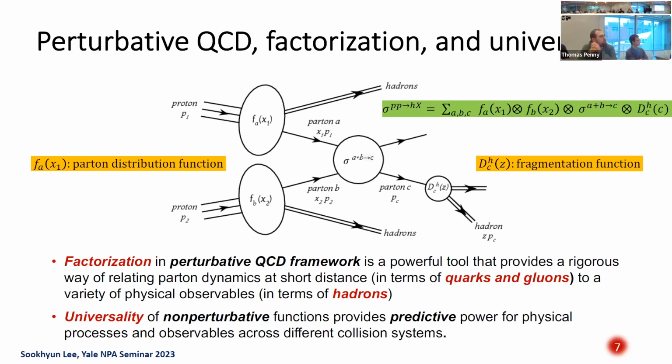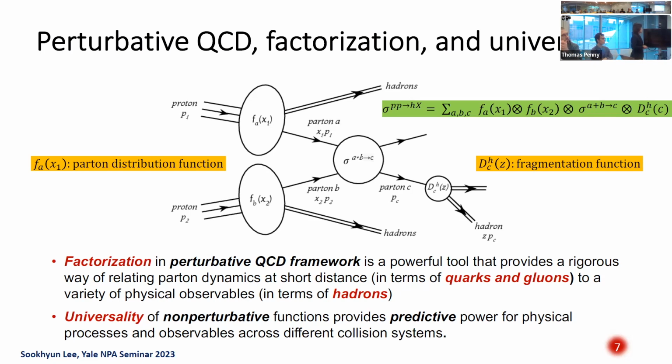So at the initial state and the final state, the hadrons are in a confined state because it's long distance. So how we describe them is that it can be expressed as a function. The probability of finding a certain type of parton inside a proton can be defined as a function of the fraction x of the proton momentum carried by the parton.